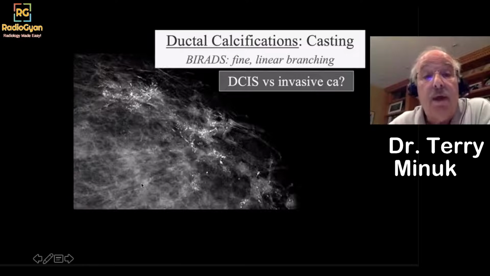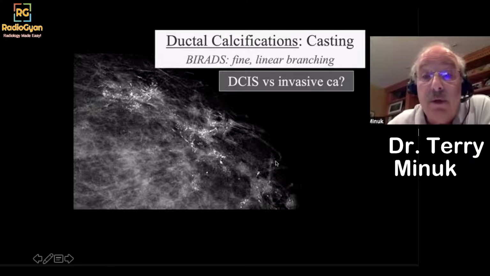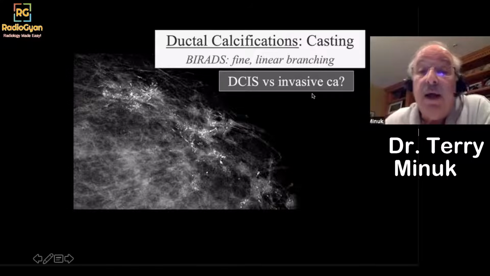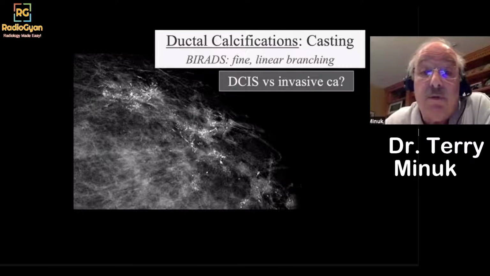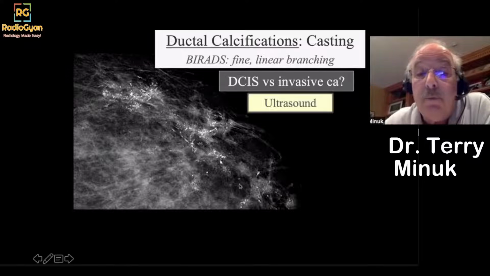Here's another case, extensive linear branching calcifications. And when you see this, your question is, is this DCIS, invasive cancer, or both? And when you look at those calcifications, there's some soft tissue thickening around them. And that raises the possibility of invasive cancer. And if you have your druthers, you want to biopsy the invasive cancer, not the DCIS, because the surgery is different. So you might, on this one, go ahead and do an ultrasound looking for a solid component, and then you'd biopsy the solid component.